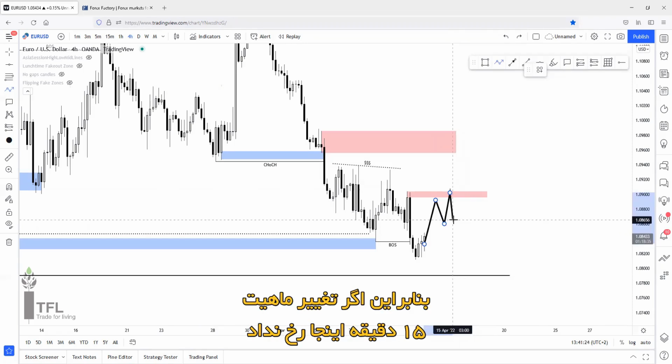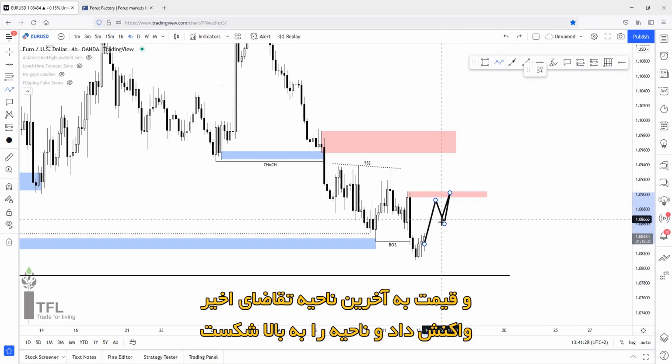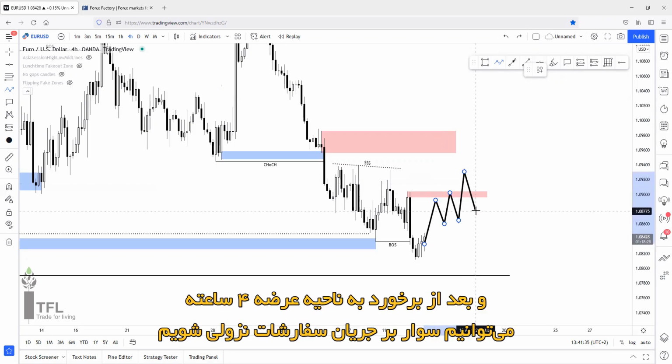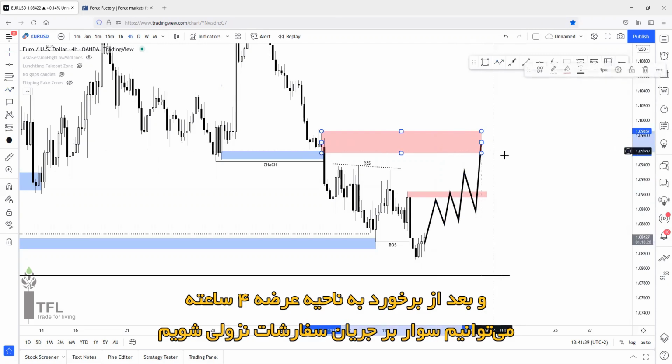So if the 15-minute change of character can't happen right here, and for example, price reacts on this last recent 15-minute demand zone down here and breaks above this zone, we can expect the tap of the upper supply zone, and we'll be able to write the continuation bullish order flow after this 4-hour supply zone.